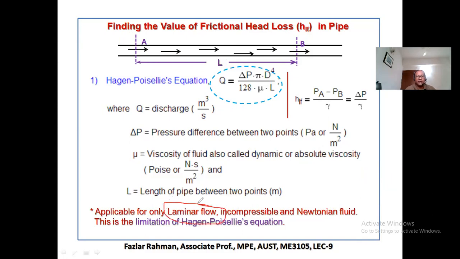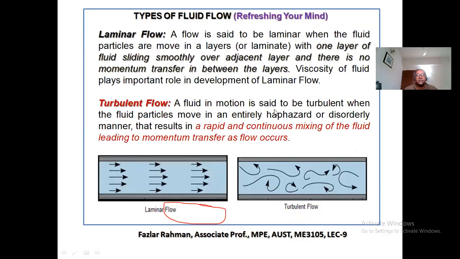But obviously, in a lot of cases, we have found that mostly the flow is turbulent. Then what equation will you use? So that limitation of Hazen-Poiseuille's equation is overcome by another equation, called Darcy-Weisbach's equation.